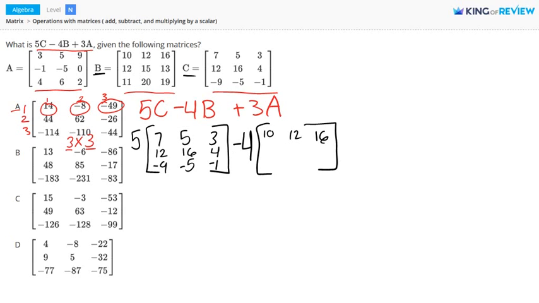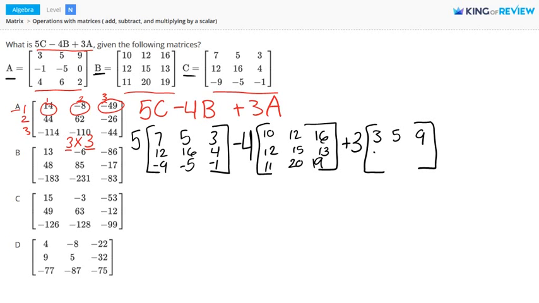Next, we subtract 4b, so minus 4 times matrix B, which is right here: 10, 12, 16, 12, 15, 13, 11, 20, and 19. And then we add 3a, so 3 times matrix A, and this is matrix A: 3, 5, 9, -1, -5, 0, 4, 6, and 2.